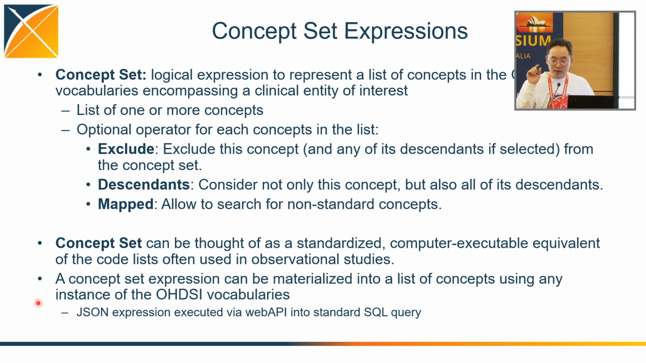For example, I-21 means myocardial infarction in ICD-10 code, and we call this a concept. So we call a concept a code, a medical code. A concept set can be thought of as a standardized, computer-executable equivalent of a code list, often used in observational studies.